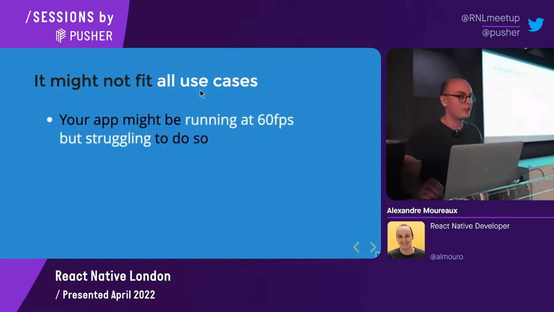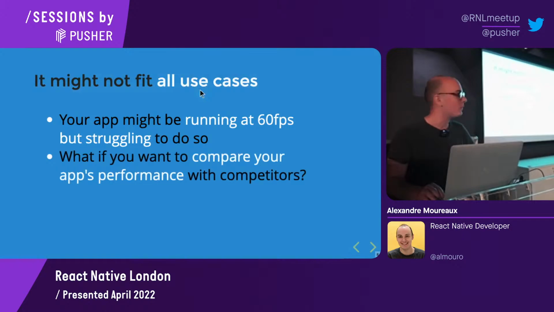Because, first, your app might actually be running at 60 FPS, but be struggling to do so. If you're displaying your app at 60 FPS but your phone is heating up, I'm not going to call your app performant, because it's going to use all the resources on the phone, so it's not so great. Also, a fun thing you might want to do: what if you want to compare your app's performance with your competitors? You probably don't have their code.